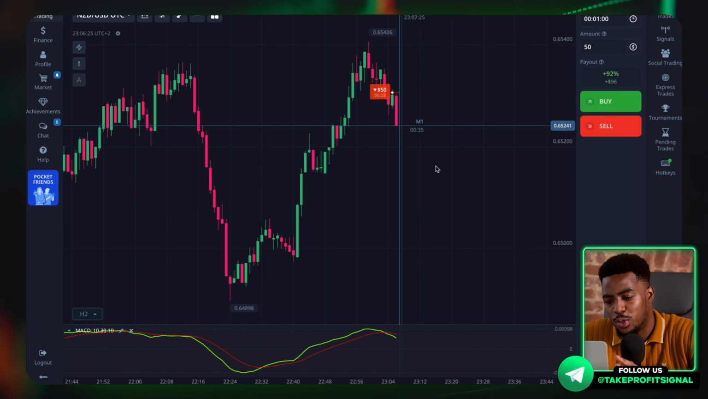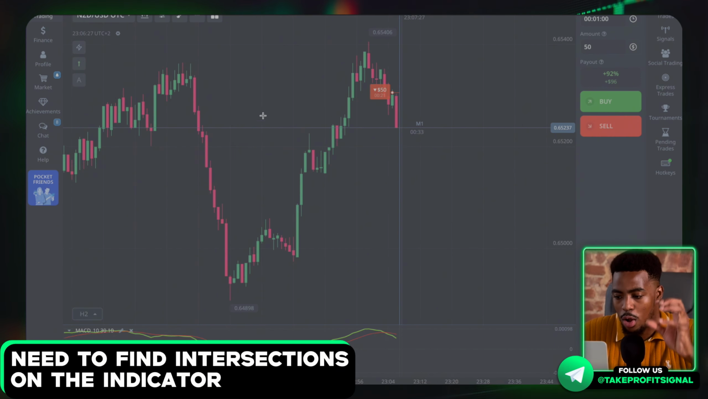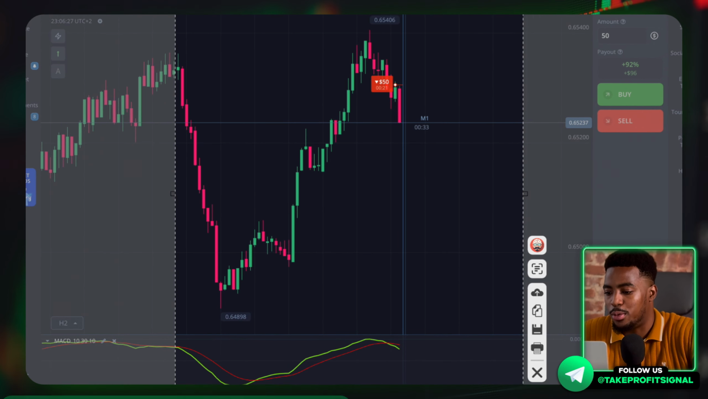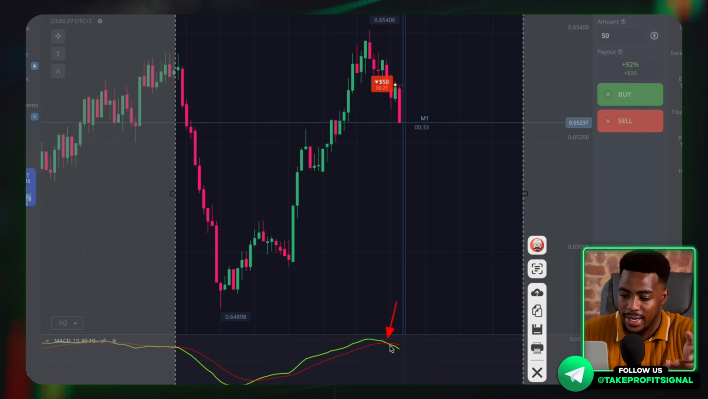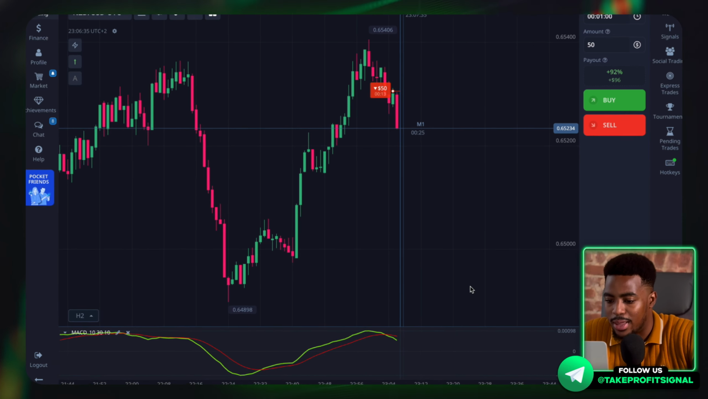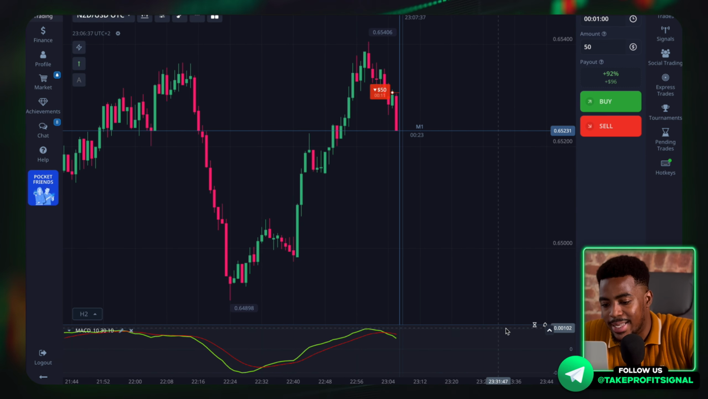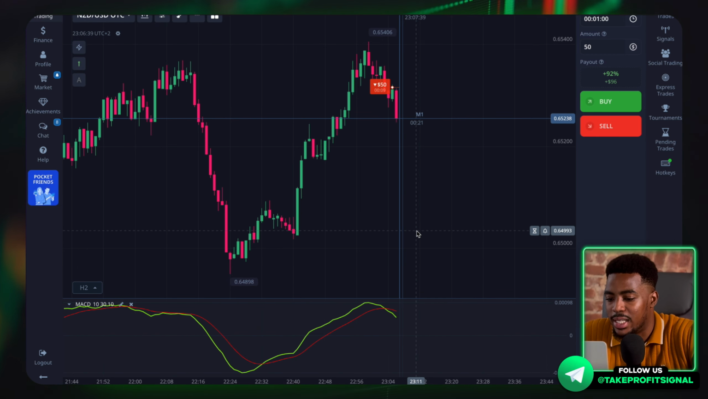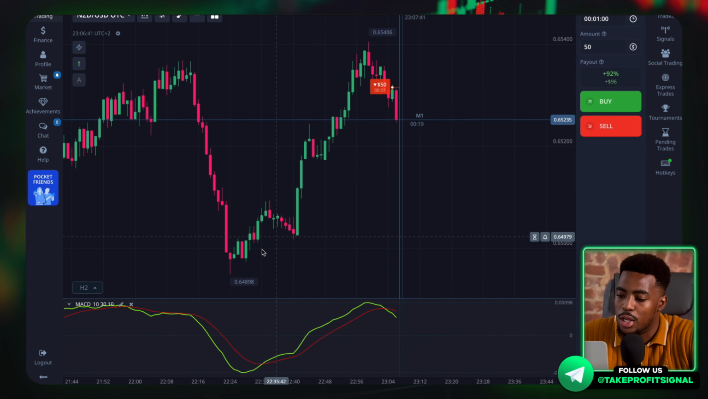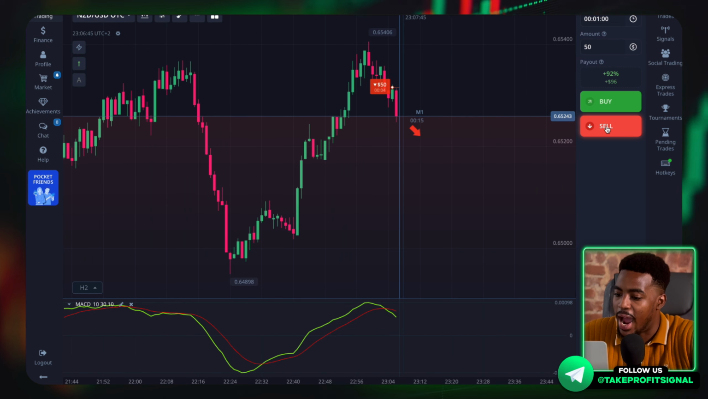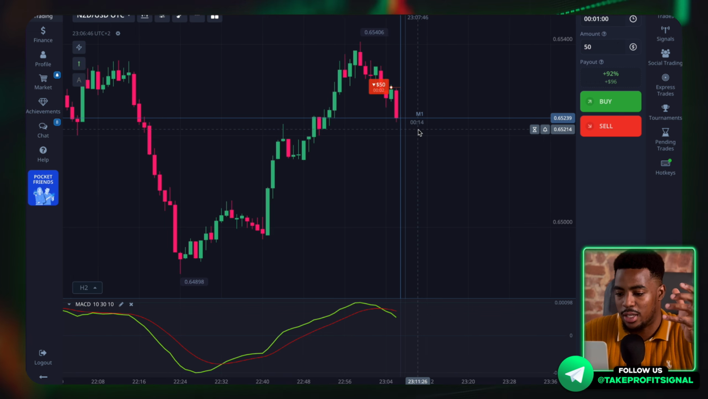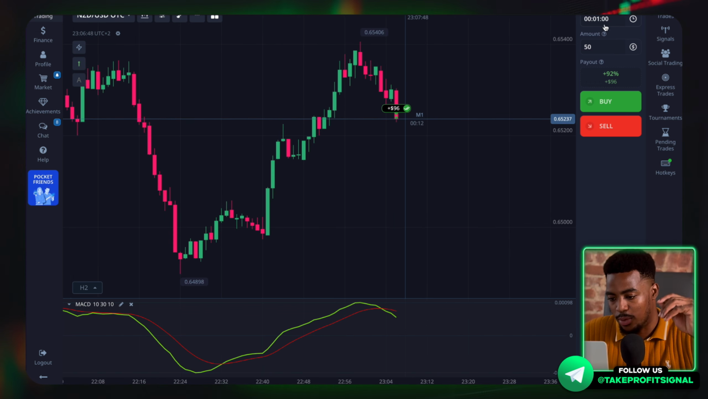Next, what you need to notice is the crossover on the indicator that we just added. This crossover where the red and green line intersect occurs at the upper part. This indicates that our trend is changing from upward to downward. So I am opening a trade for a decrease, meaning I am placing my prediction that within the next minute the price will go down. And indeed, that is what happens.